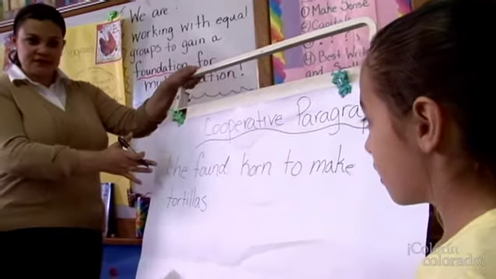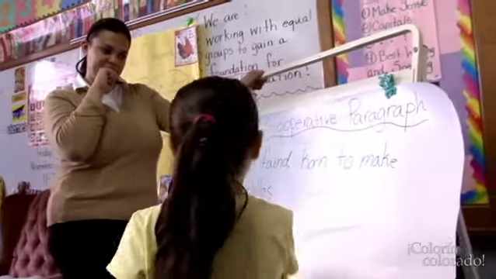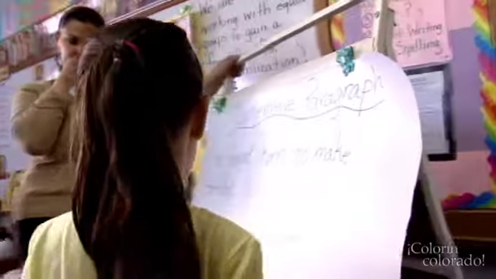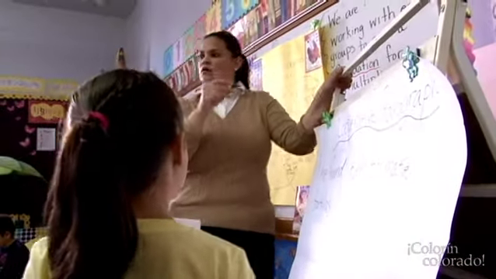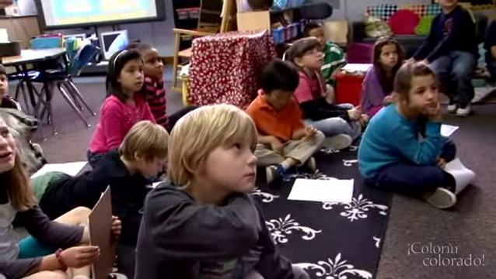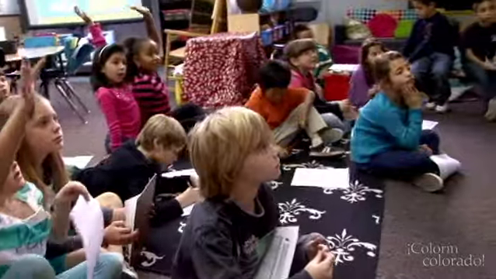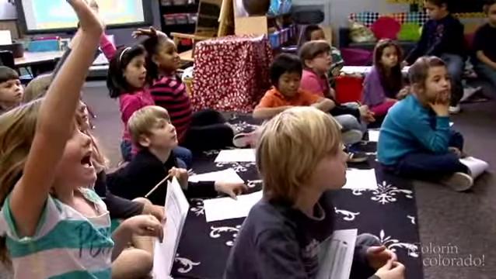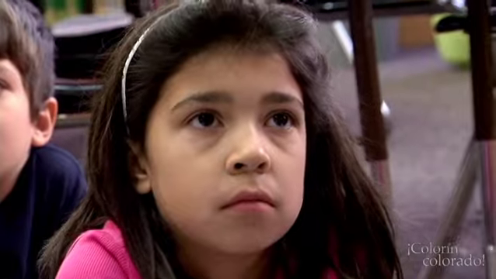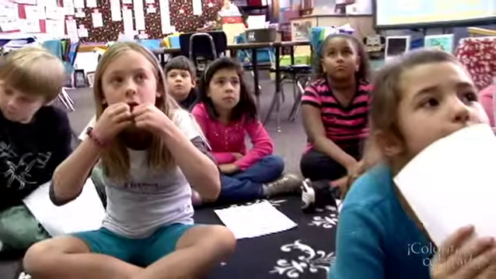So now, can we read this sentence? Can you read it for me, please? He found corn to make tortillas. Does this look okay to you? No. No? Why? Oh, no punctuation. Oh, somebody needs to raise their hand. Are there mistakes? Did I make some mistakes? Okay. Ms. Nava intentionally makes errors while writing the sentences so that she can ask the students to spot the mistakes and make the corrections.